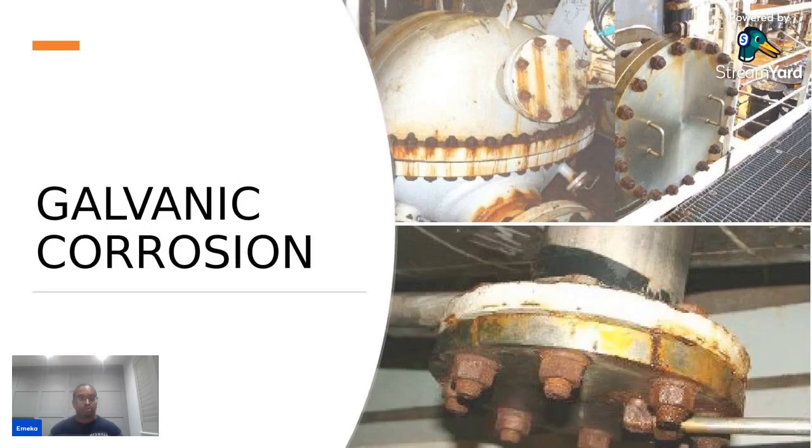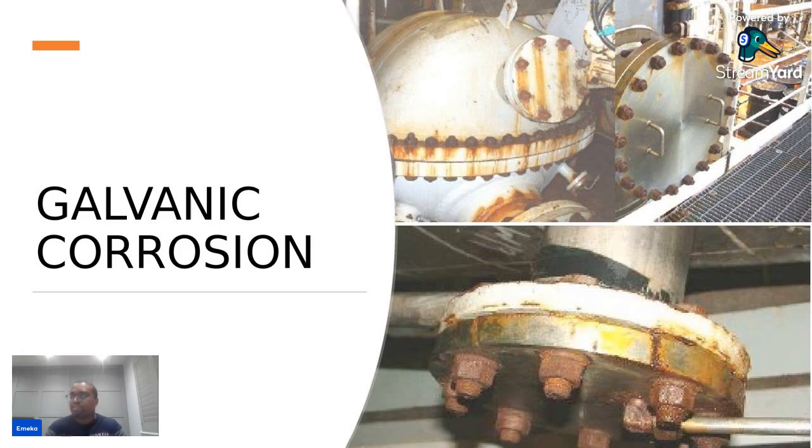The next corrosion we're going to be looking at is galvanic corrosion. This type of corrosion occurs between dissimilar metals in electrical contact with each other and in the presence of a conductive electrolyte. The more active metal will corrode, while the less active metal, which is also known as the cathode, won't corrode.